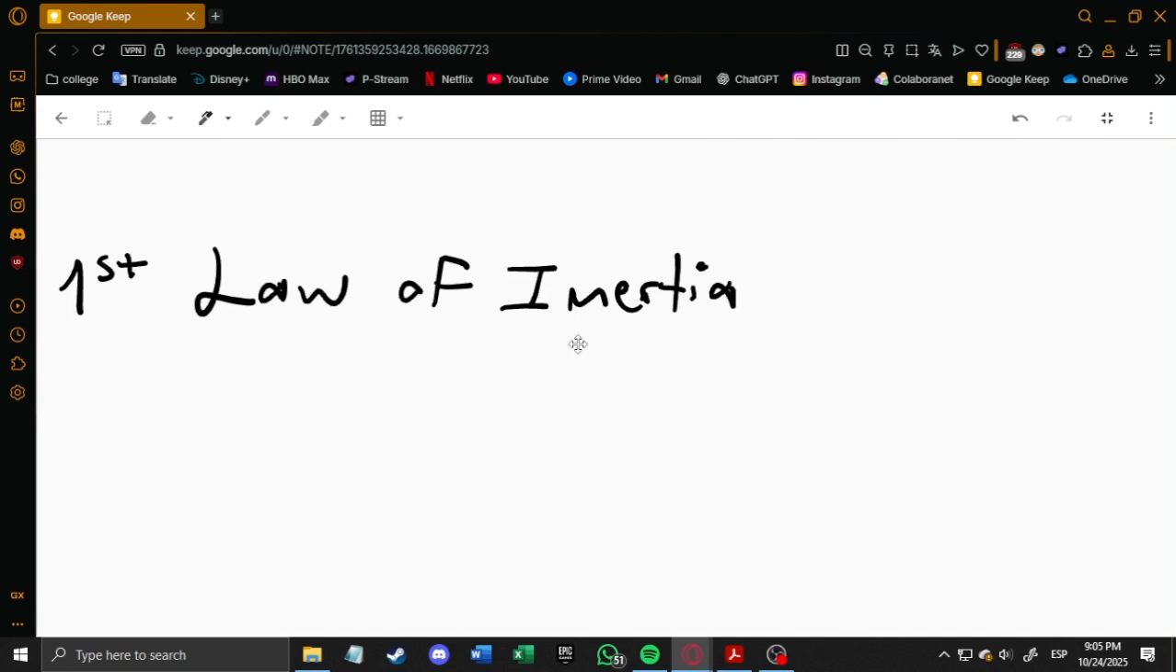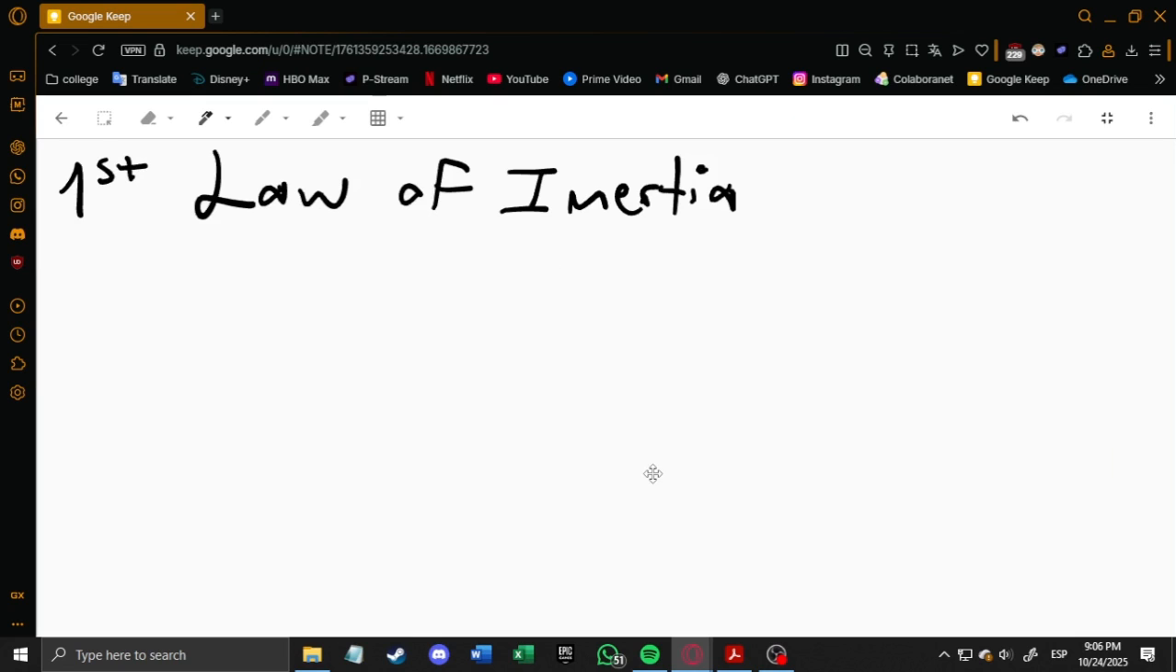Okay, Newton's first law is the law of inertia, and it states that an object will remain at rest or keep moving at a constant speed in a straight line unless acted upon by an external force. And basically, inertia is an object's resistance to a change in motion.